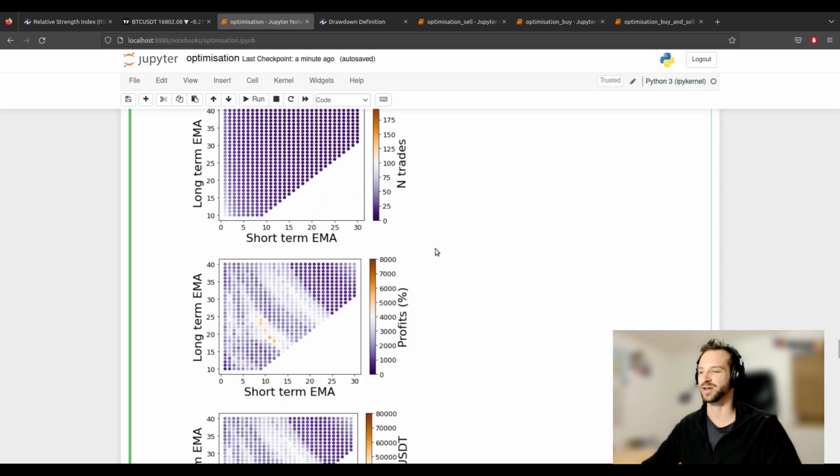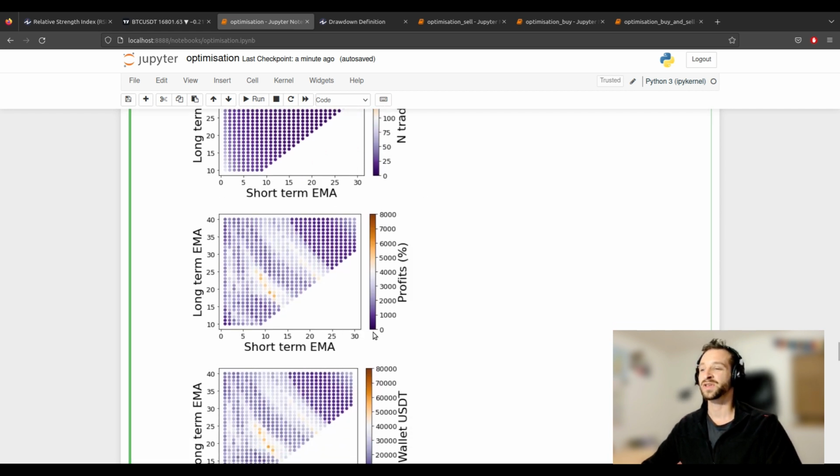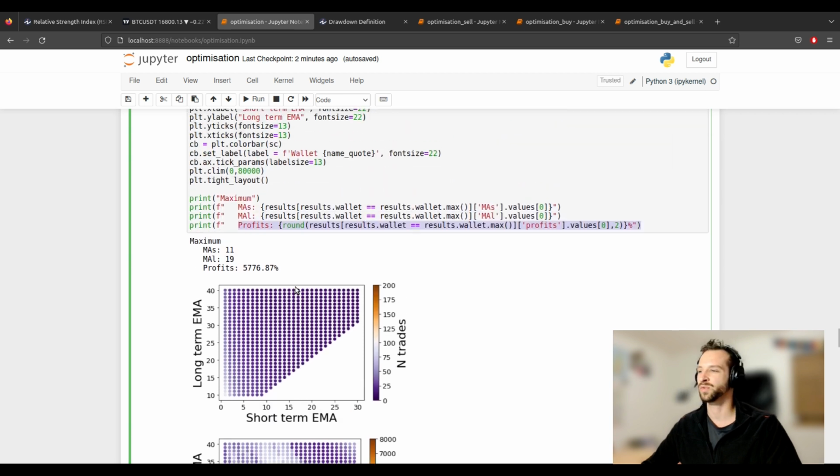Let's move to the profits first. This plot here. Typically you can see that depending on the values of the long-term and short-term moving averages, the profits can change quite a lot. And we have a region here where the profits were the highest, between 5,000% and 6,000%. With that comes an important question. Say I wanted to turn this strategy into a trading bot. What value of the short-term moving average and long-term average should I use? Should I go for the maximum, which you can see here was for MAS equal to 11-day and MAL equal to 19-day, and that gave us almost a 6,000% profit?